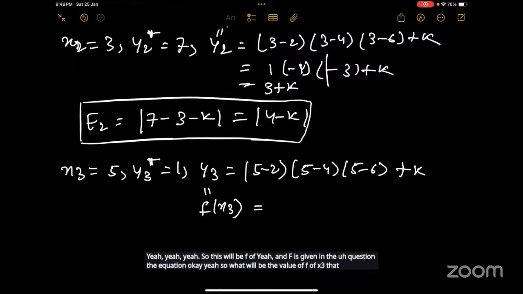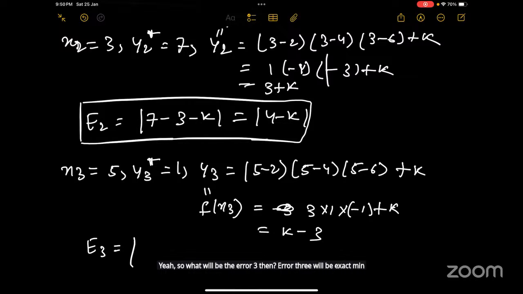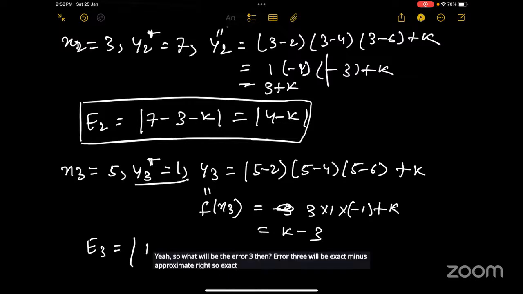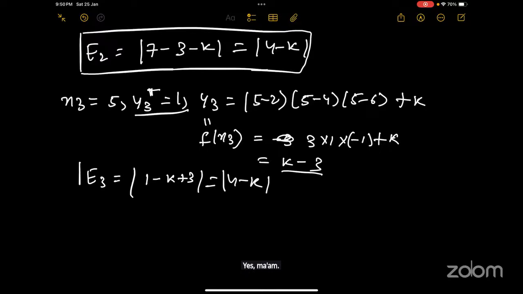That means the approximate. So we will get 3 into 1 into minus 1 plus k. That means k minus 3, right? Yeah. So what will be the error 3 then? Error 3 will be exact minus approximate, right? So exact we have 1 and approximate we have k minus 3. So we will get 4 minus k. Is it fine? Yes, ma'am. Right. So this is our error 3.